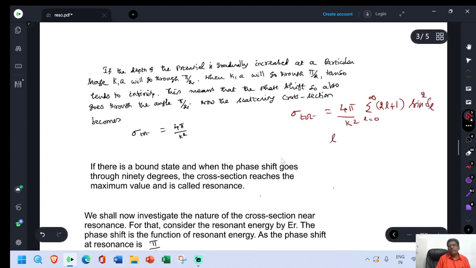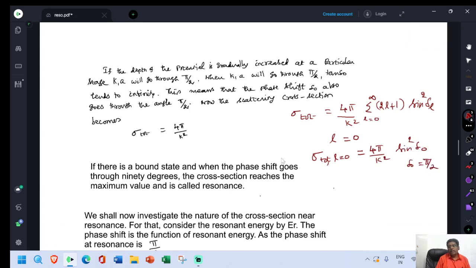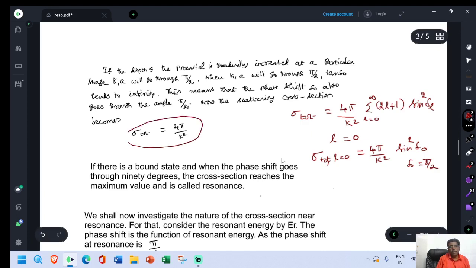For an S wave, L equal to 0. Therefore, sigma total, L equal to 0, is equal to 4 pi by k square sine square del 0. If del 0 is pi by 2, sine pi by 2 is 1. Therefore, total cross section is 4 pi by k square. This is the total scattering cross section.